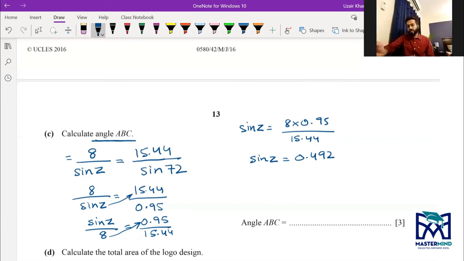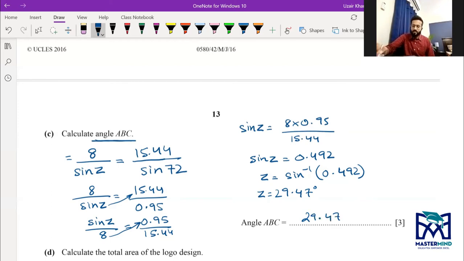And in order to find the missing angle, I will have to shift the sine to the other side. I can't divide it, but what I can do is sine inverse, which you can easily calculate using the calculator. Sine inverse of 0.492 gives me 29.47. We assumed angle ABC as Z. Therefore, angle ABC happens to be 29.47 degrees. So this part is also done.